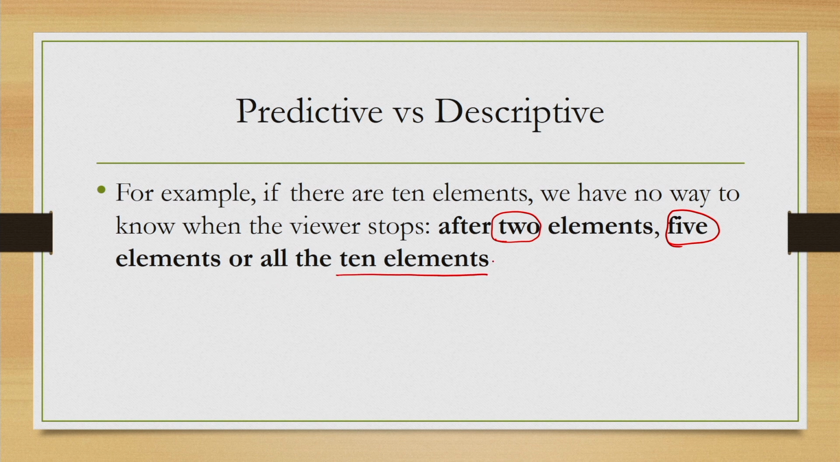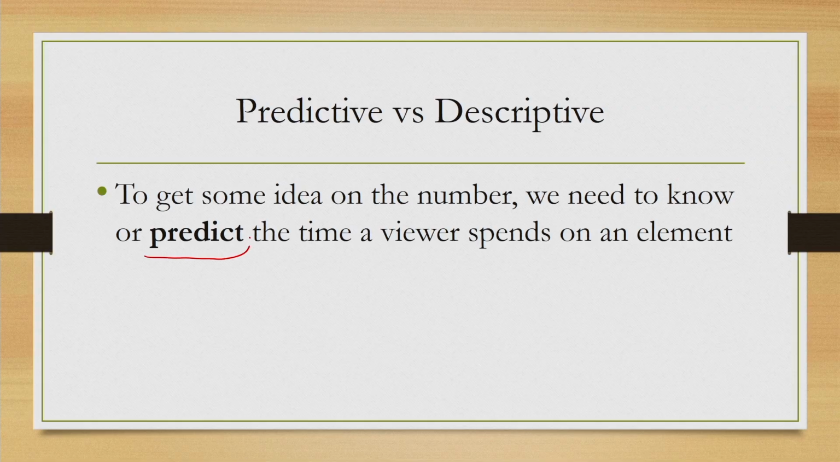So, at what point the user moves, whether at the end of the 10 elements or after viewing fewer than the 10 elements, such as 2 elements or 5 elements. So, what do we need in order to answer this question? We need something to predict the time a viewer spends on an element.